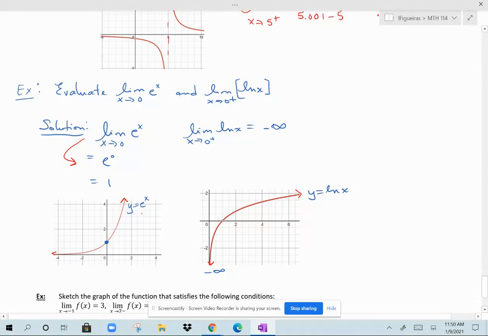You can also see it on the graph. This is the graph of e to the x right here. As I get closer and closer to 0 on the left and right side, the path of my function is going towards the blue point, which is equivalent to the number 1 on the y-axis.